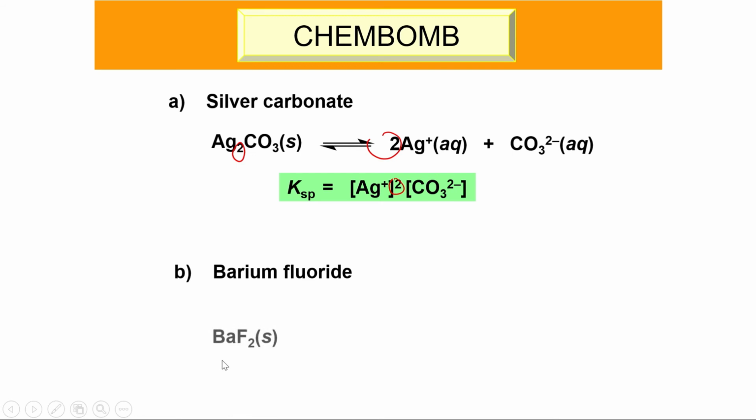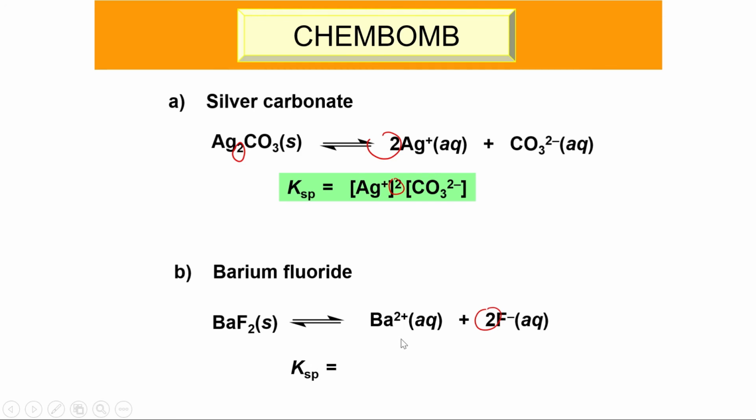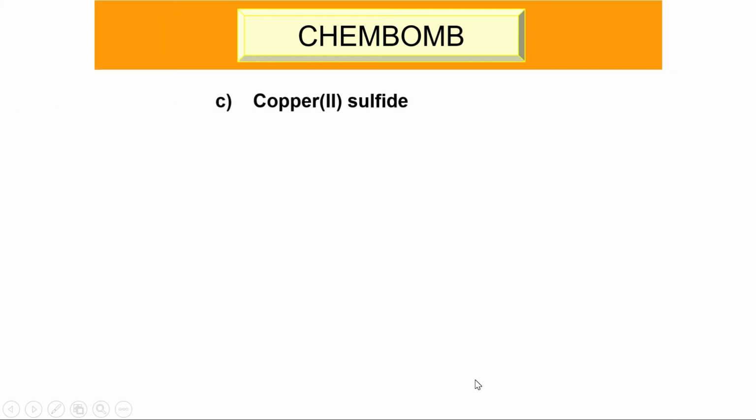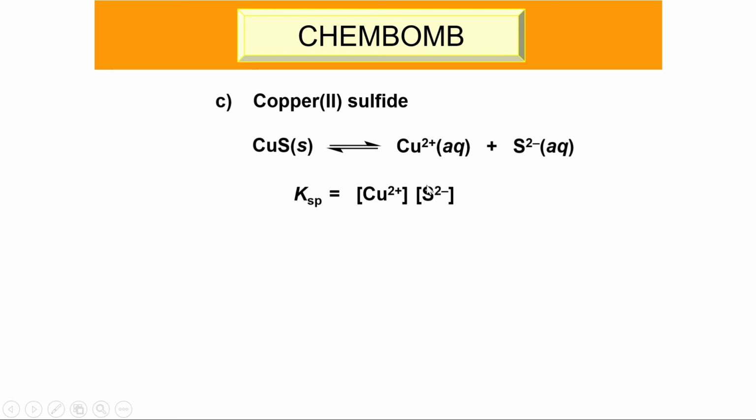Next, we have barium fluoride. The chemical formula is BaF2, solid, in equilibrium with Ba2+ and 2F-. You have to balance this. Then the Ksp expression will be the concentration of Ba2+ times the concentration of F- to the power of 2. Next, we have copper(II) sulfide. The chemical formula is CuS, solid, in equilibrium with Cu2+ aqueous and S2- aqueous. So the Ksp expression equals the concentration of Cu2+ times the concentration of S2-.